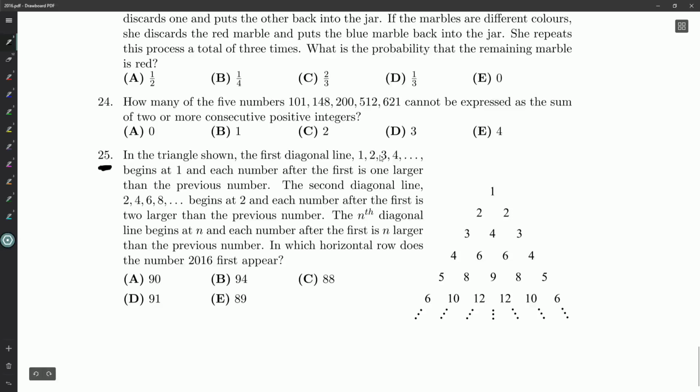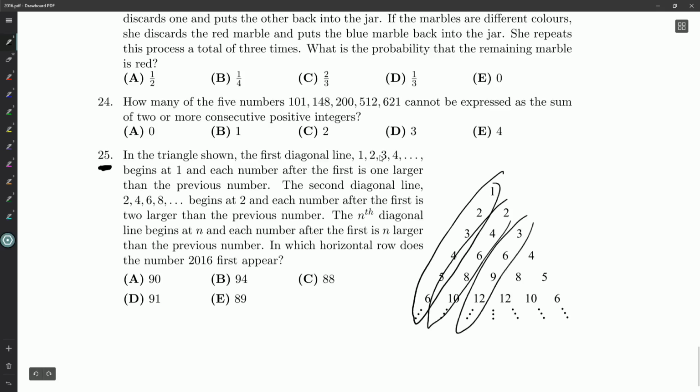In the triangle shown, the first diagonal line, 1, 2, 3, 4, and so on, begins at 1, and each number after is 1 larger than the previous. So there's our first diagonal line. The second diagonal line, 2, 4, 6, 8, begins at 2, and each number after is 2 larger than the previous. And then the next goes up by 3s each time, 4s, 5s, 6s. Okay, I understand.